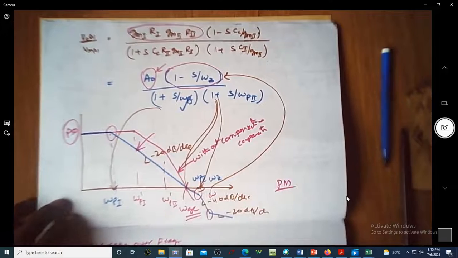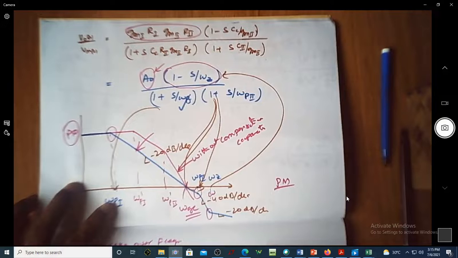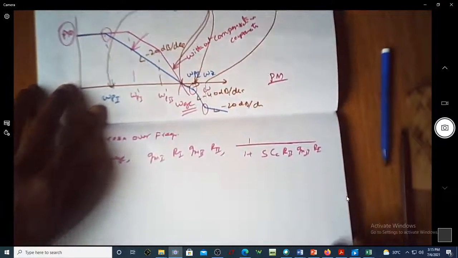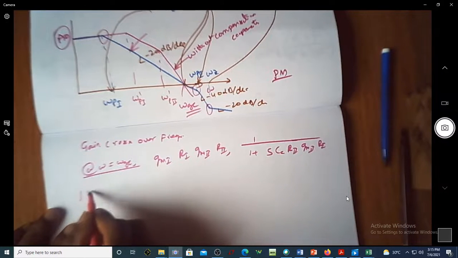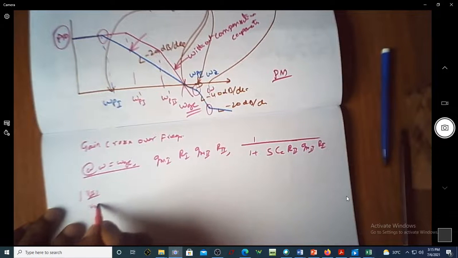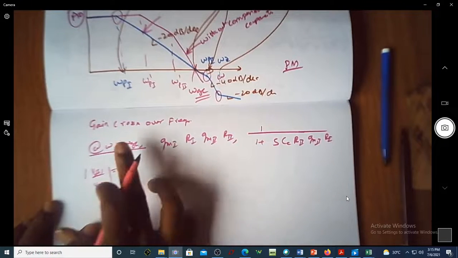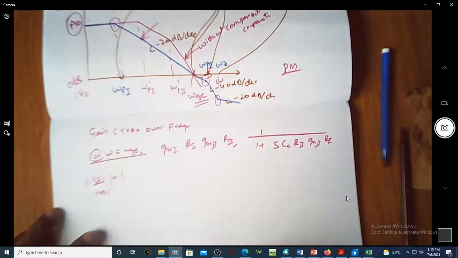So we are concentrating only on the term A0 and this particular term, and the other term is 1 over 1 plus S CC R2 GM2 R. So these are the terms. Suppose now we know that at this frequency the magnitude of V0 of S by Vin of S is equal to 1, because it is unity gain. This is 0 dB, or 1 volt per volt is the gain.